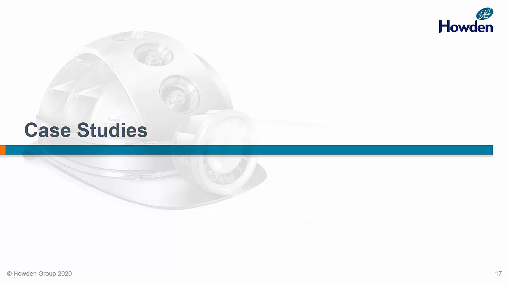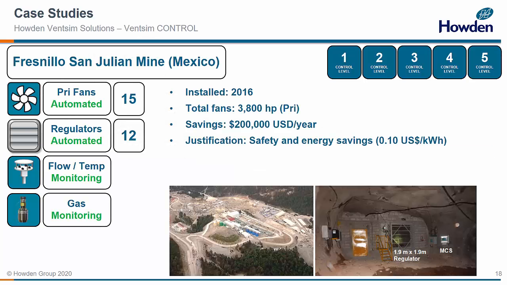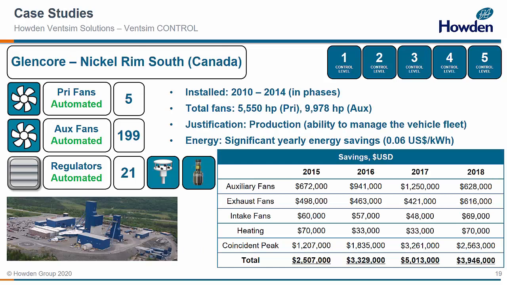Now let's look at some case studies to have some real-world examples. First example is the Fresnillo San Julian mine, which has all 5 levels of control, controlling 15 primary fans and 12 airflow regulators, and all of the associated flow temperature and gas monitoring. They're saving approximately $200,000 US per year.